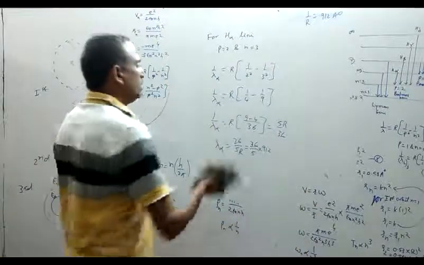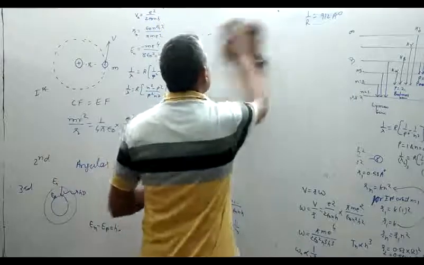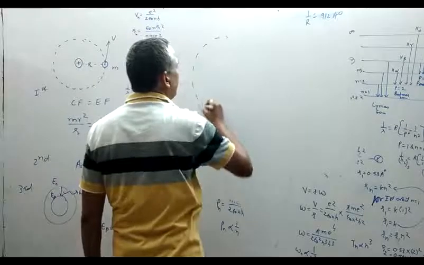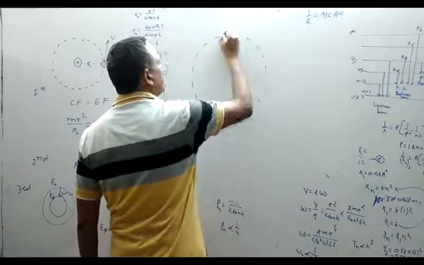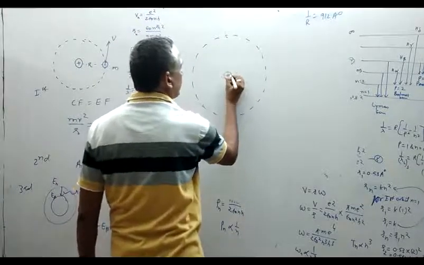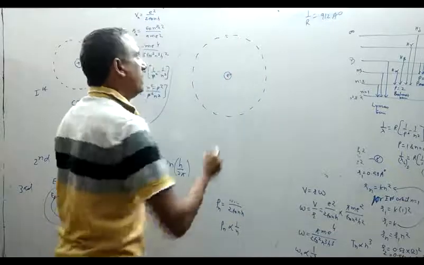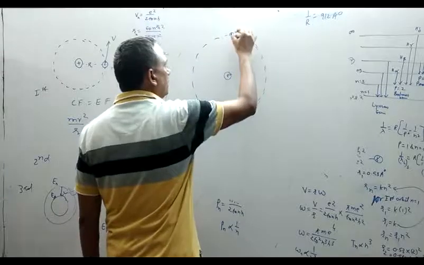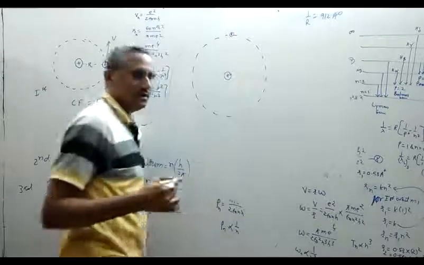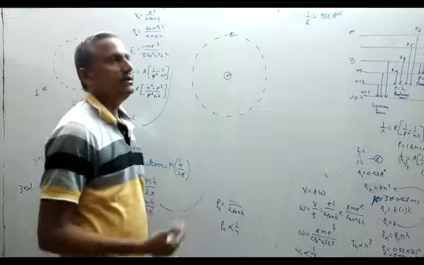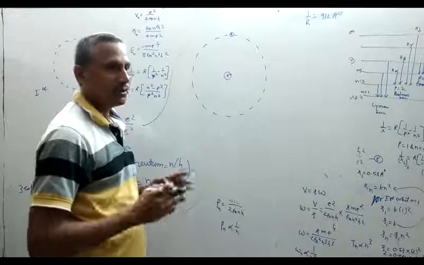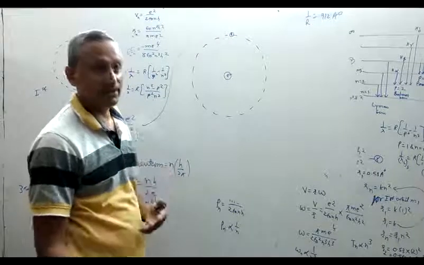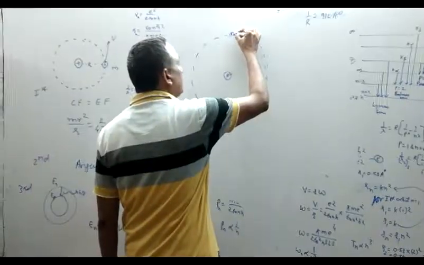According to the de Broglie hypothesis, he explained that when an electron is revolving around the nucleus in a circular orbit, so this is the nucleus and here the electron is revolving in a circular orbit. Whenever the electron is moving, according to de Broglie, a moving small particle is associated with a wave. So here the electron is moving in this way.